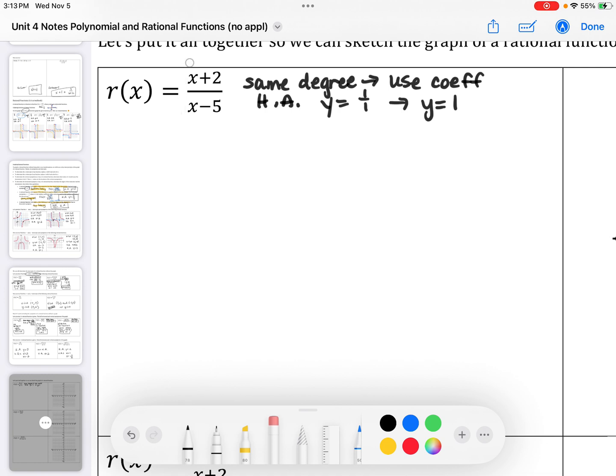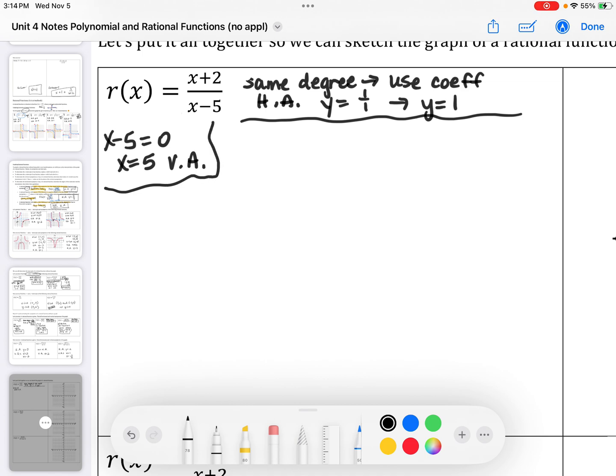All right, now we want vertical asymptotes. Okay, so vertical asymptotes is setting the denominator equal to 0. Add 5 to both sides to get an x value of 5 for our vertical asymptote.